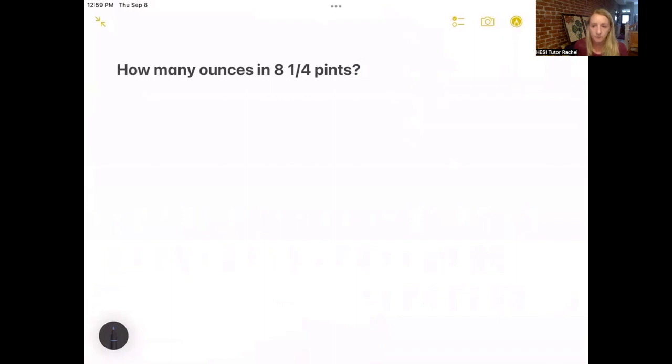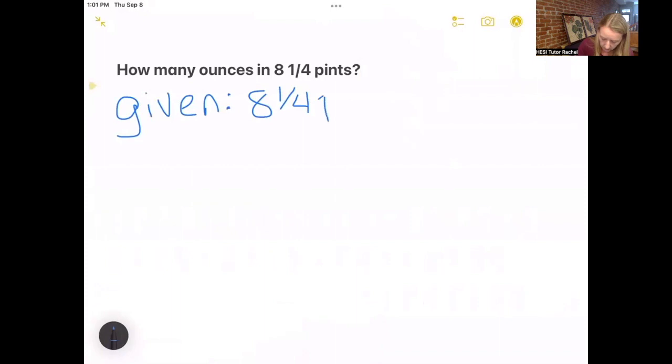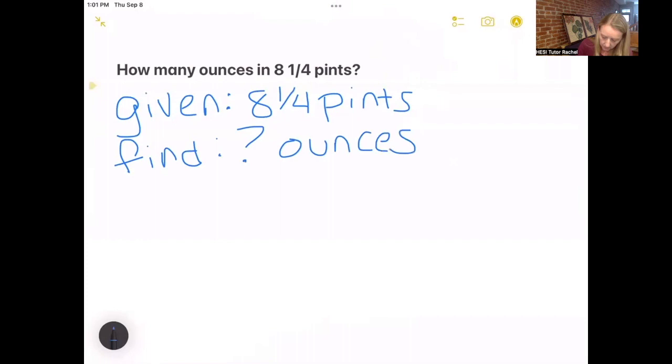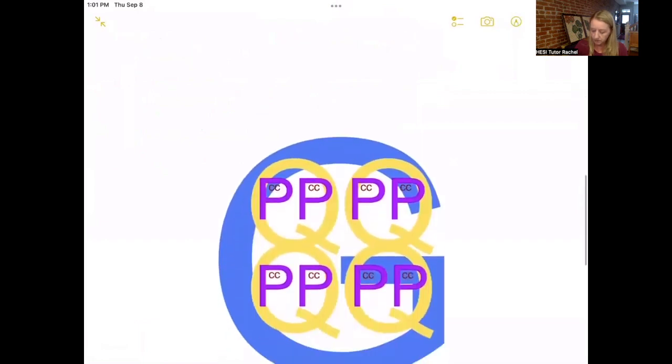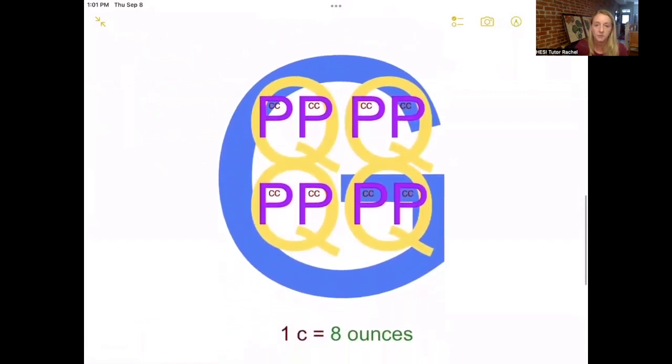Okay, just like in other conversion problems and also in word problems, we're going to start by writing what we're given. So in this case, we are given 8¼ pints. And we're trying to find how many ounces is that. So we need our conversion factor. So for that, we're going to go to our big G, which we can find easily because we've already written it down on our scratch paper.